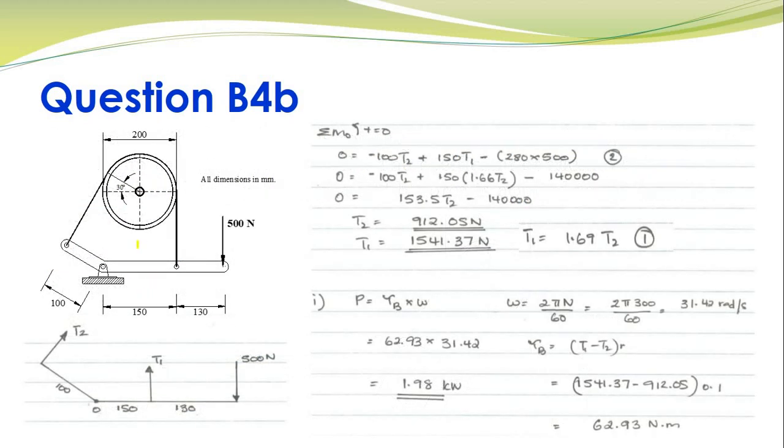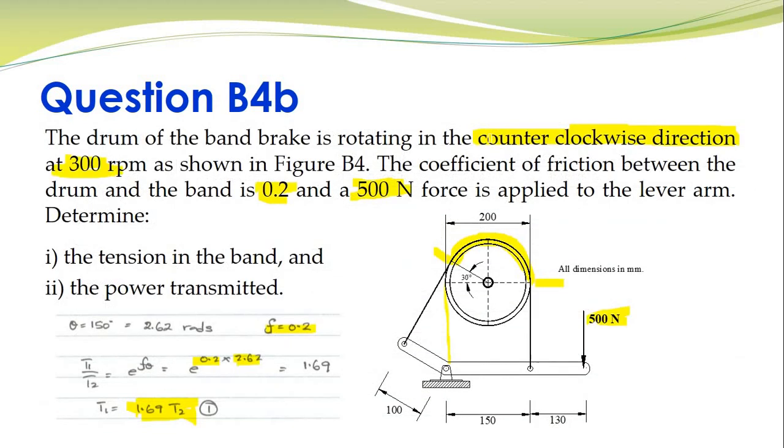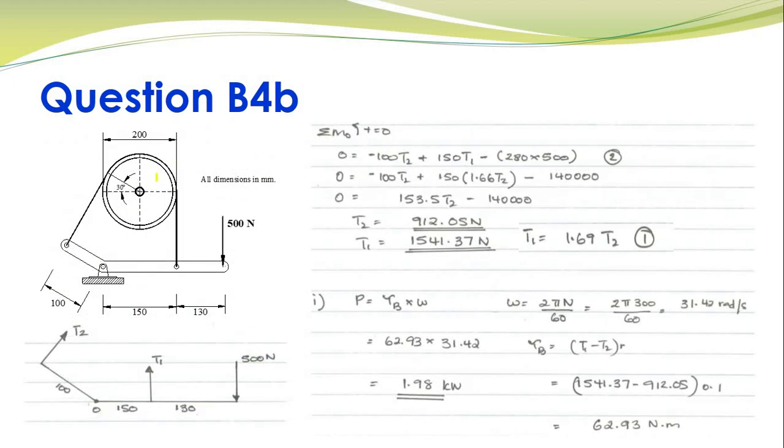The next thing that we'll do is we will convert this to a free body diagram. So the question said that the drum is rotating in the counterclockwise direction. So counterclockwise direction is in this manner. So we have to determine which one is the tight side and which one is the slack side. So again, referring to our lectures, very simple understanding.